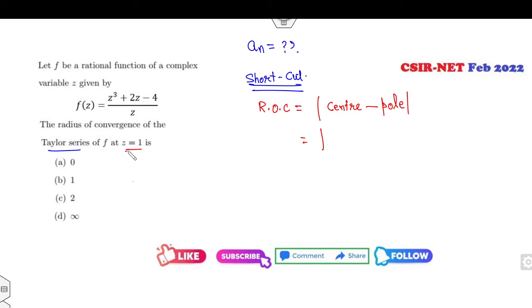At which point you want to calculate? 1. What is the pole of this complex function? Pole means the denominator is 0. So the pole is 0. So the radius of convergence is 1, that is the right answer. You can see that within a couple of seconds you can solve this problem easily.